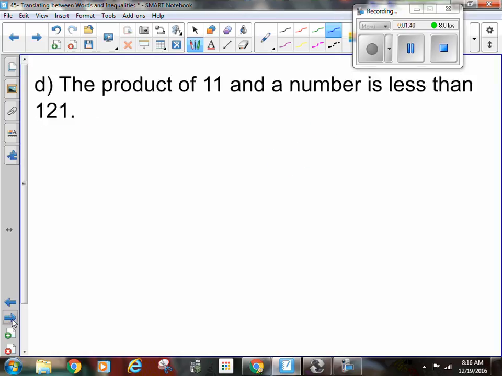All right, the product of 11 and a number is less than 121. So our operation is product, so multiply, and our sign is less than 121. Okay, go ahead and put that together.